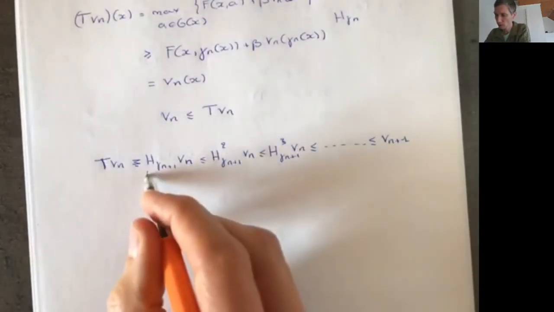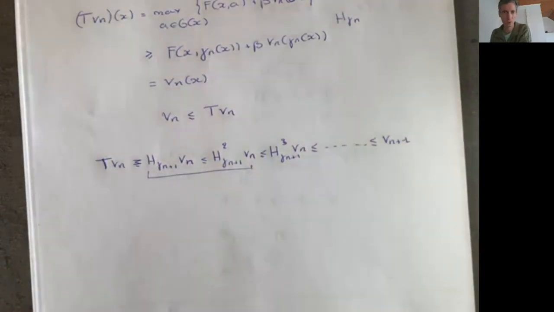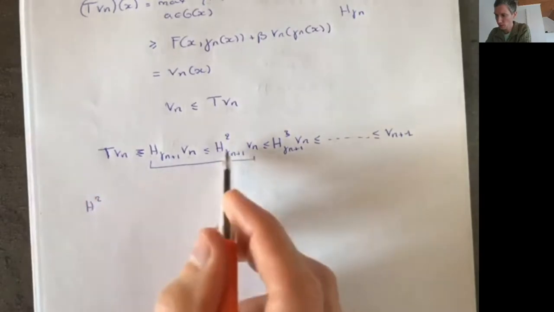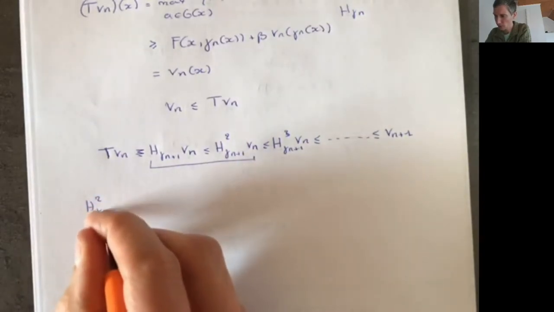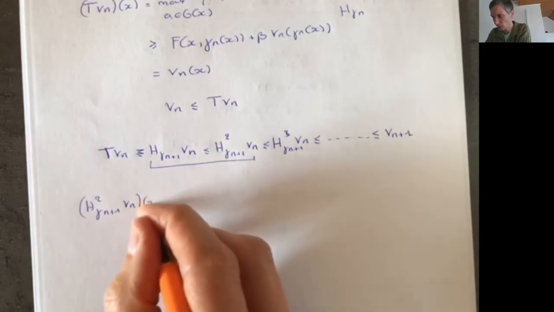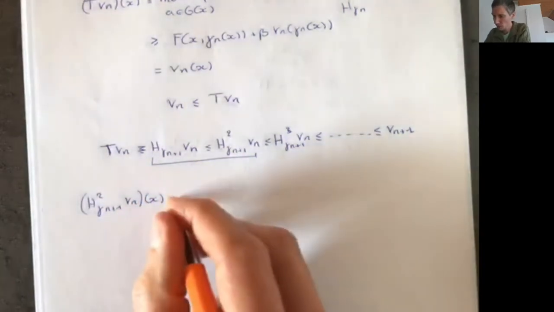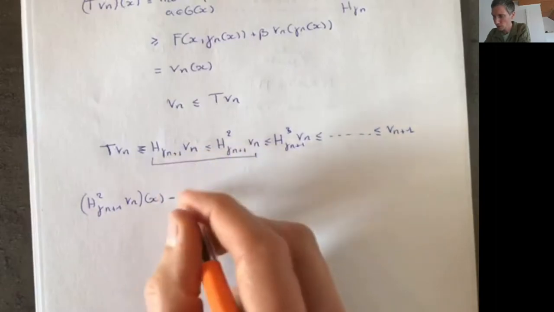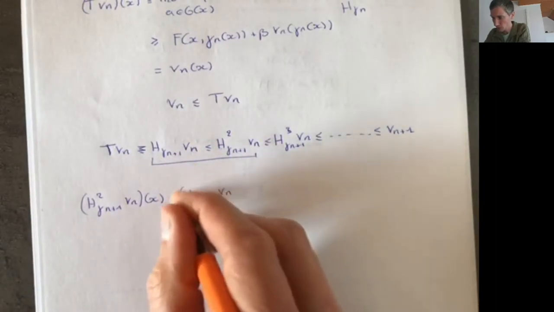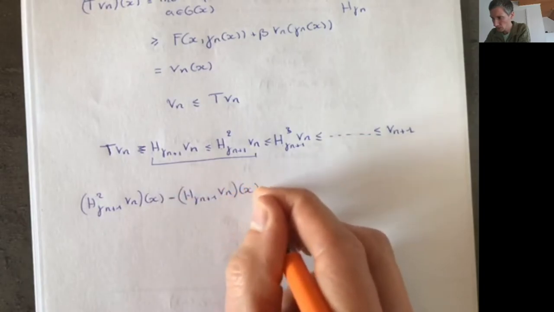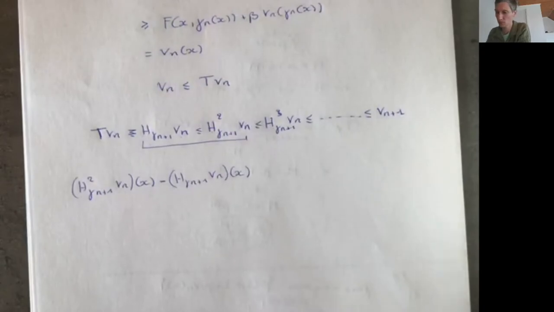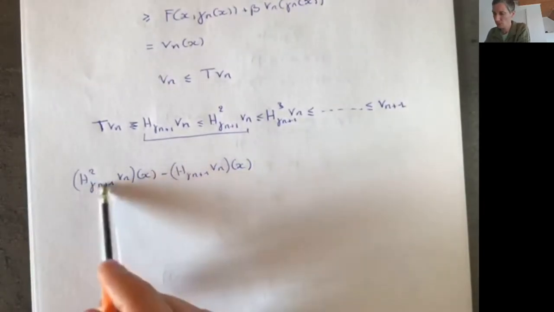Okay, so first of all, let us show that indeed this is true. Let's put on the left hand side gamma n plus 1 vn, and let's evaluate it at some point x, and I'm going to subtract h gamma n plus 1 vn at the same point x, and I would like to show that this is greater or equal to 0.